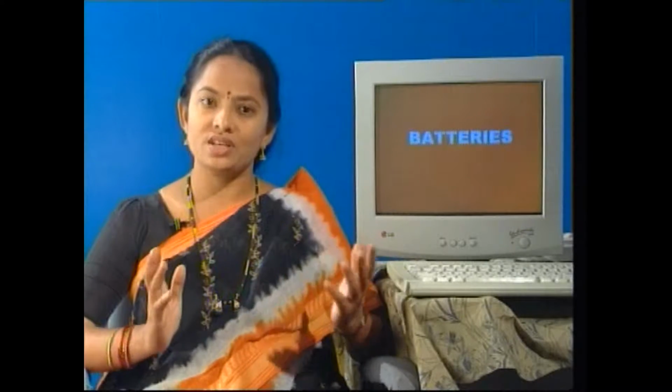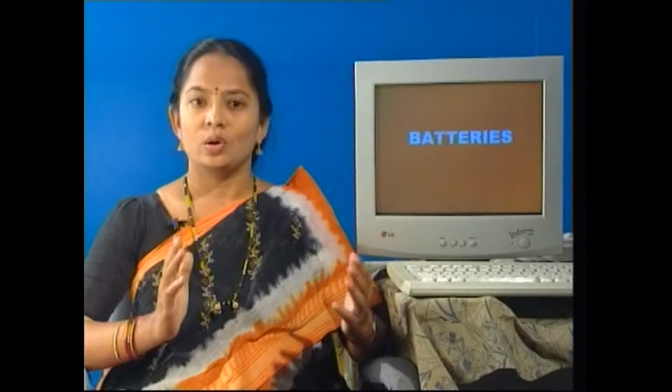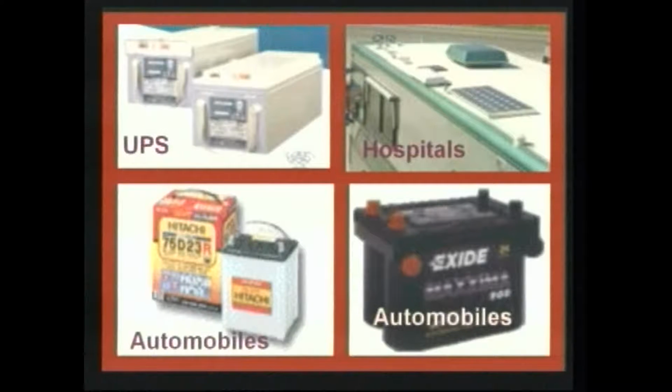Batteries are made in many sizes and shapes to meet the requirement of a wide variety of electrical loads from heavy duty to low duty and also for the intermittent services. We see here the batteries are used in UPS, in hospitals, in automobiles. In automobiles we use different types of batteries. These are the different types of batteries used in automobiles.